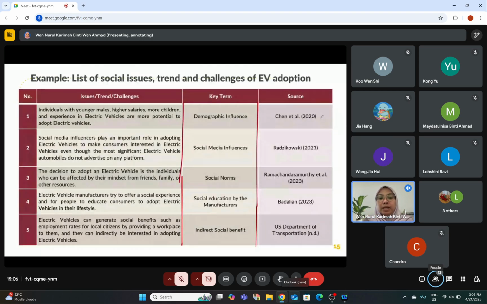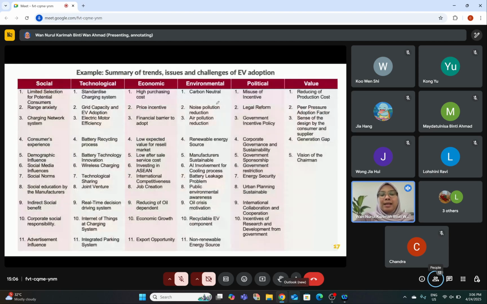because it depends on how many papers that you read, and it depends on how efficient you are or how good you are in selecting and identifying the relevant statements related to the issues, trends and challenges for the topic that you choose for your PSM project. The most important is, as a supervisor, as a panel, I want to see the issues, trends and challenges, and I want to know the key term for each of the issues, trends and challenges too, because later the key terms here are the ones that you are going to summarize in the summary of trends, issues and challenges of the technology that you study.